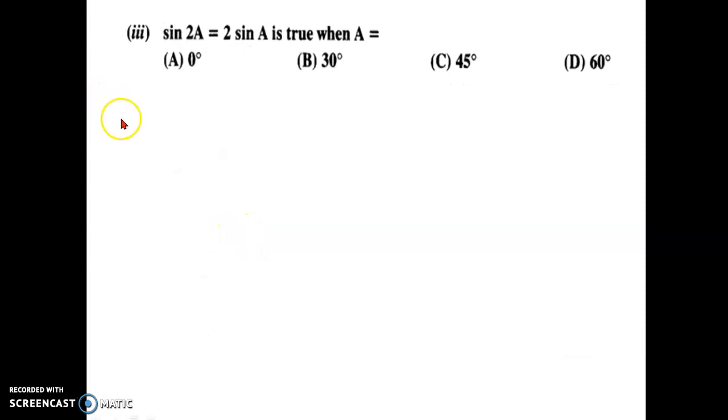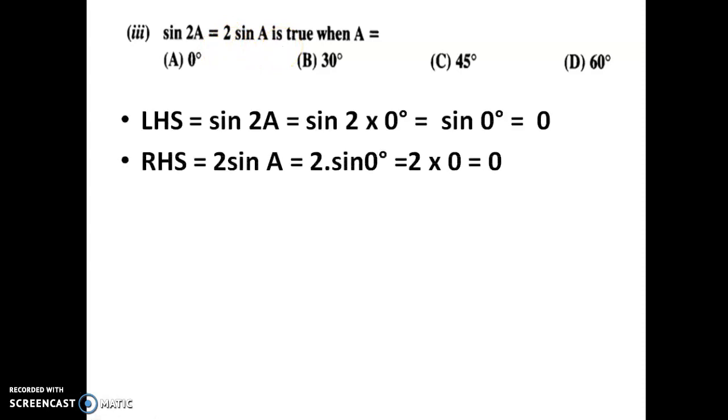Then third problem, sine 2A equal to 2 sine A is true when A equal to which one? So 2 times of angle A, suppose we keep angle 30 degree, 30 into 2 will be 60. So that is equal to 2 into sine 30. Whether it is going to be equal or not, we are going to find out.